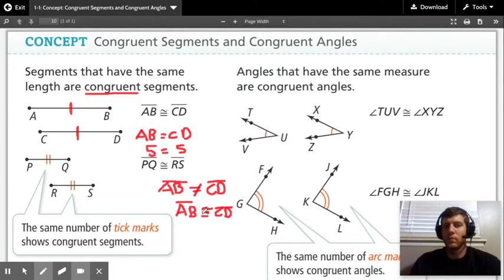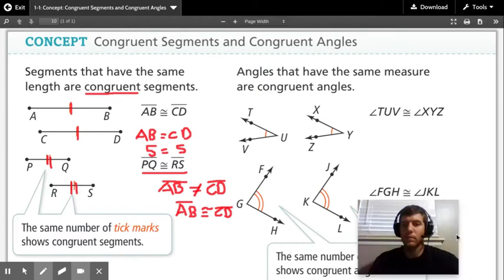And we use the symbol, the equal sign with the tilde over top, to say that. So segment AB is congruent to segment CD. Down here, segment PQ and segment RS each have two tick marks on them. So we're going to say that segment PQ is congruent to segment RS.